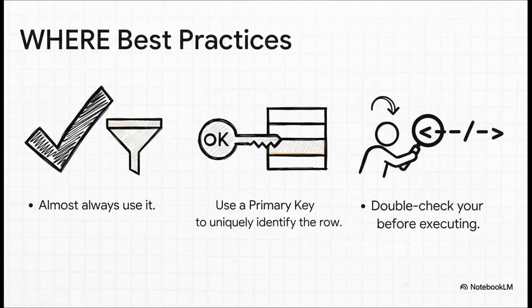So, what are the rules of the road? First, just always use a where clause. Unless you have a very specific reason not to, it should be there. Second, your best bet is to use a primary key in that clause. Why? Because it's a guaranteed, unique identifier for a row. It makes your update completely unambiguous. And finally, always, and I mean always, double-check your condition before you even think about hitting execute.